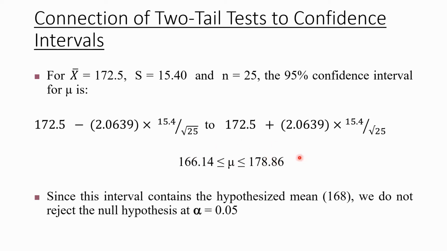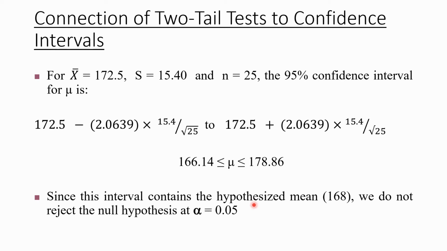So since this interval contains the population mean, or the hypothesized mean of 168, since 168 is in between these two values, we do not reject the null hypothesis at alpha equals 0.05. So this is the confidence interval approach to deciding whether you reject or do not reject your null hypothesis.